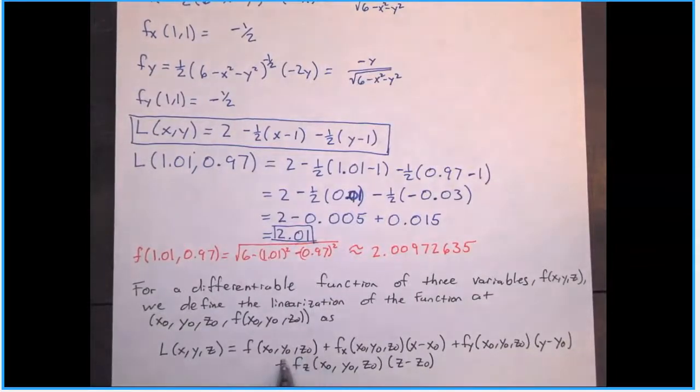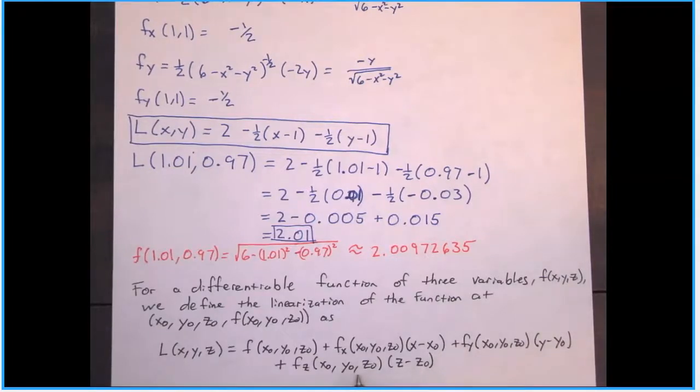We have the function value plus the partial derivative with respect to x evaluated at the same point times (x minus x naught), plus the partial derivative with respect to y at the point times (y minus y naught). And now we add a fourth term, the partial derivative with respect to z evaluated at the point times (z minus z naught). And now you can abstract this definition, make it for as many variables as you want.